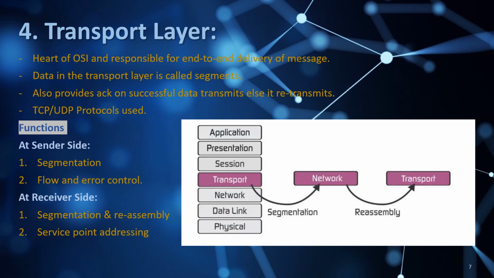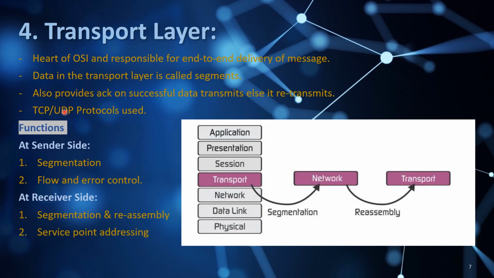Once we send the data and it reaches the destination, we also get an acknowledgement. In case we don't get the acknowledgement, it retransmits the data, and for this we use the TCP and UDP protocols in the transport layer. TCP is a connection-oriented protocol. Once we send the data, for successful transmission you will get the acknowledgement. And UDP is an unreliable protocol. We can discuss the TCP and UDP protocols in further sessions.